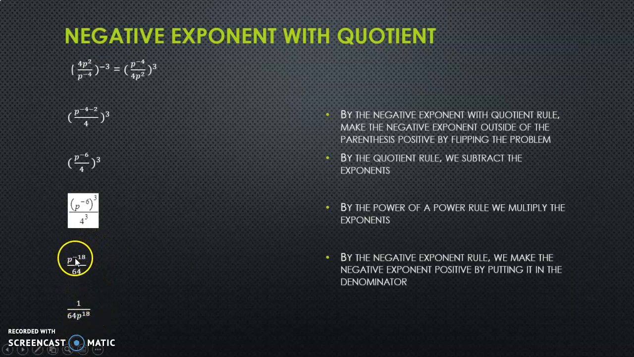Then we need to get rid of our negative exponent in our numerator. In order to do that, we put it in the denominator. So now in our denominator, we'll have 64 times p to the 18th. And in our numerator, we have 1, giving us a final answer of 1 over 64p to the 18th power.